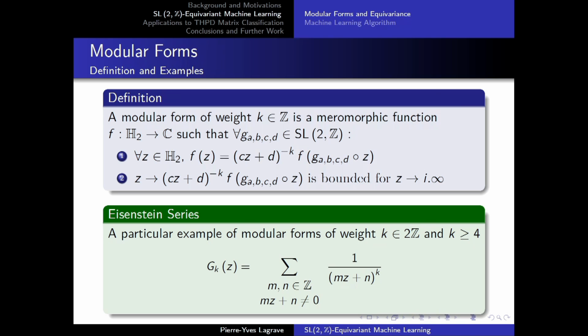A particular example of modular forms that we are going to leverage in the following are what we call Eisenstein series. They are defined for weights k which are even, greater than or equal to 4, and you have the formula here: G_k(z) is equal to the sum over integers m, n, such that the denominator is not equal to 0, of this fraction.